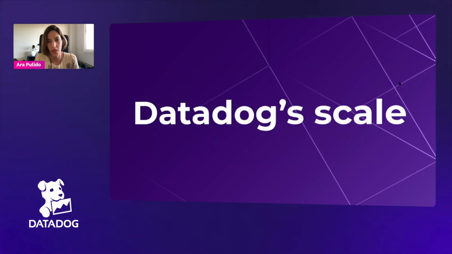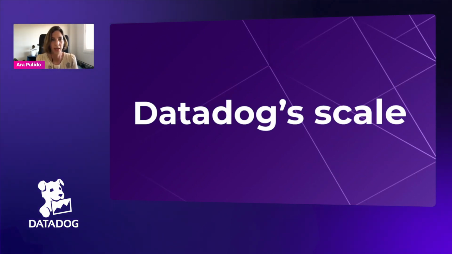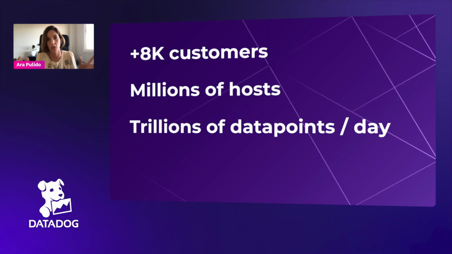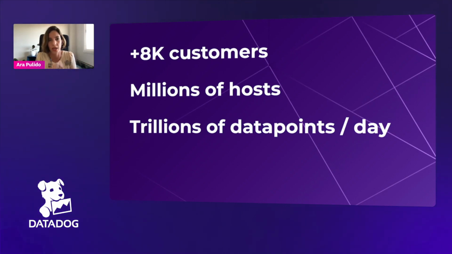And I think to understand some of the decisions that Datadog made on their infrastructure, it's important to introduce a little bit at what scale we are running. Datadog has more than 8,000 customers, and we get information from the infrastructure of those customers and their applications. So we run the Datadog agent on the customer hosts, gathering all that data back. So we have that data from millions of hosts, and that translates into trillions of data points every single day.